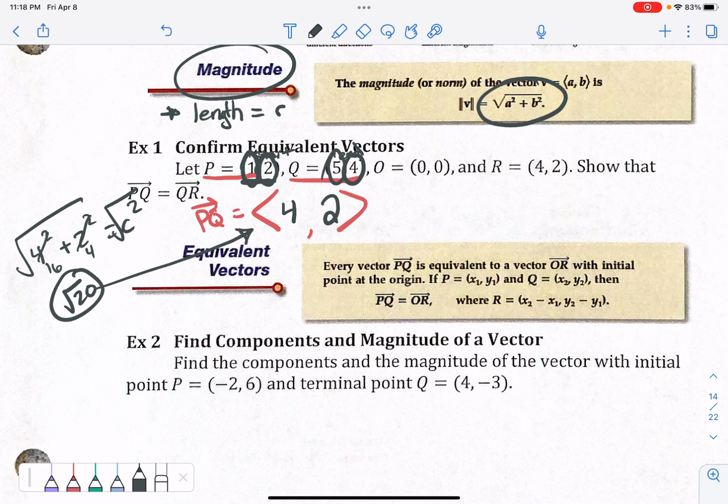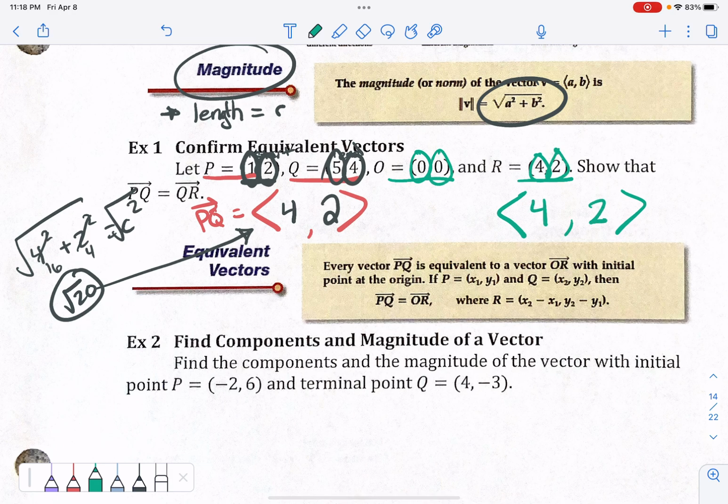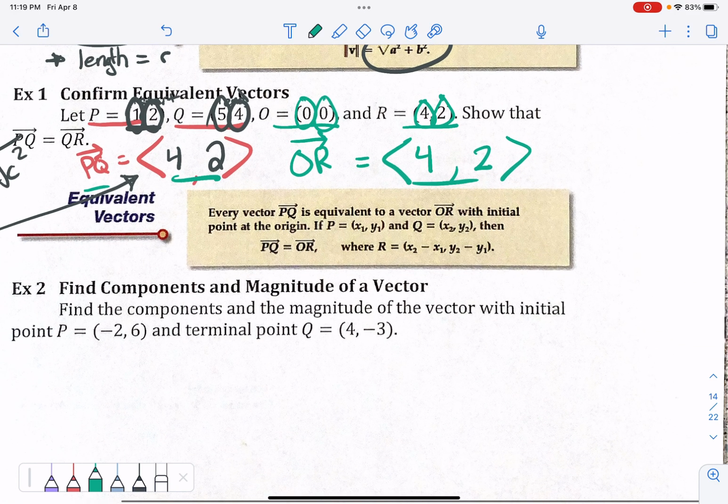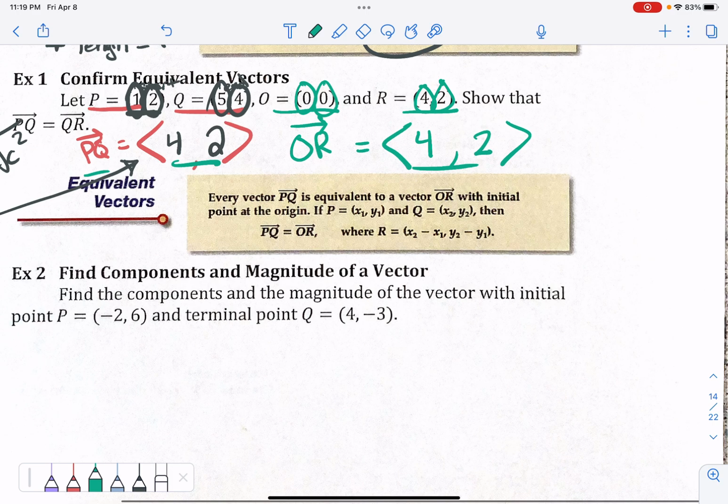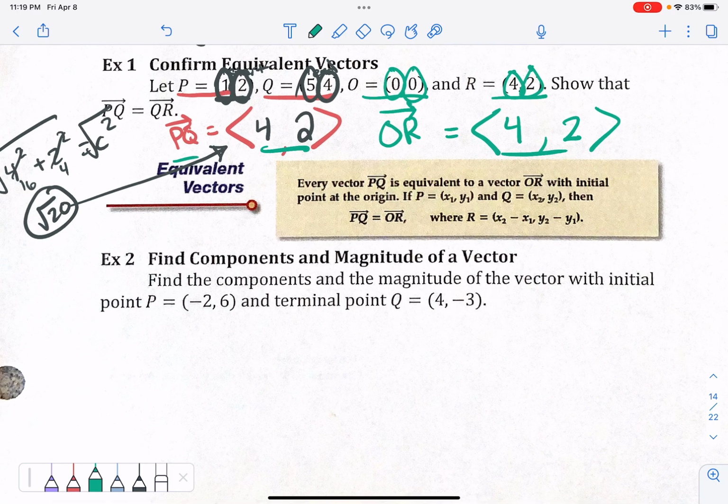Okay. Now, if I do from O to R, O is at (0, 0), R is at (4, 2). So from 0 to 4, it's going to the right 4 also. From 0 to 2, it's going up 2, right? So OR is the same as vector PQ because they're both <4, 2>. They have the same magnitude, they're going the same direction, all that good stuff. So those have the same component form, so they have the same magnitude, same direction. We'll just leave it at that, okay?